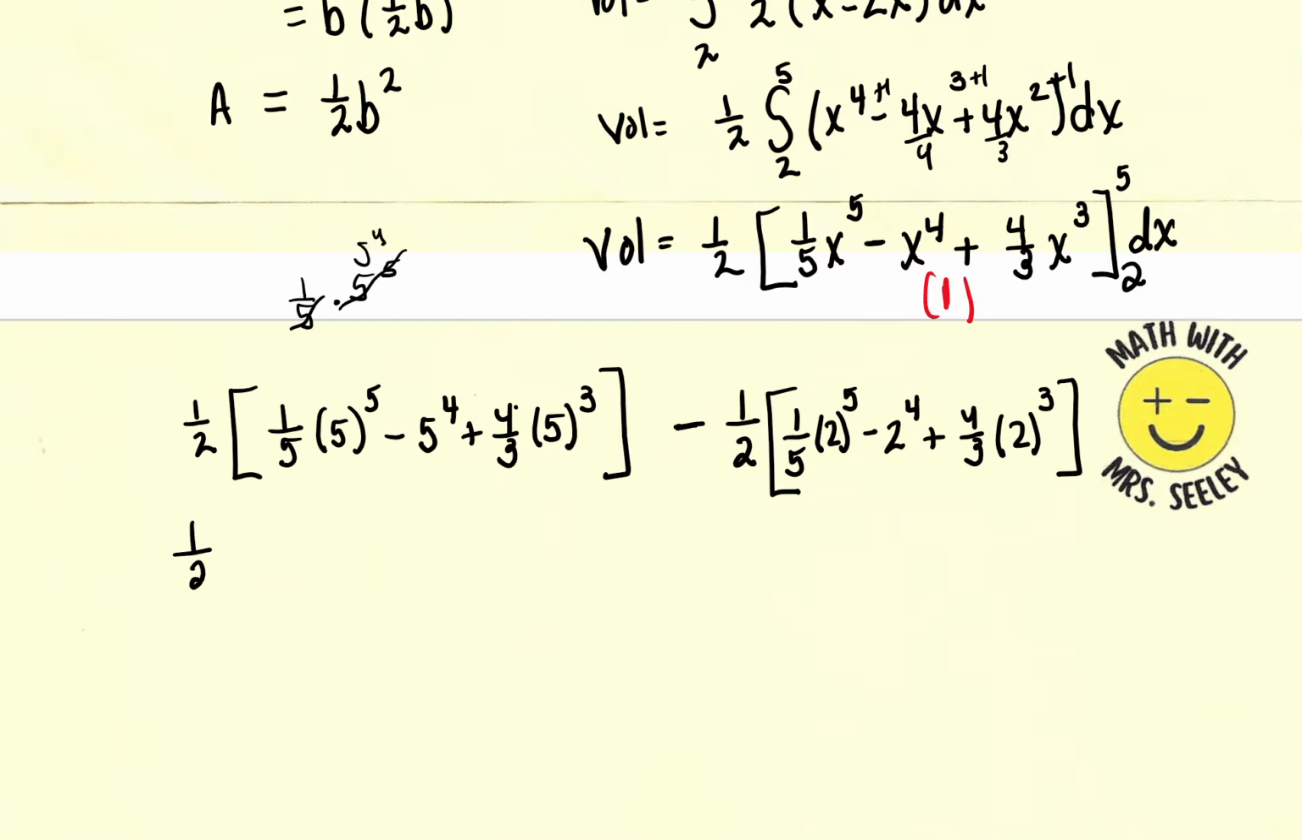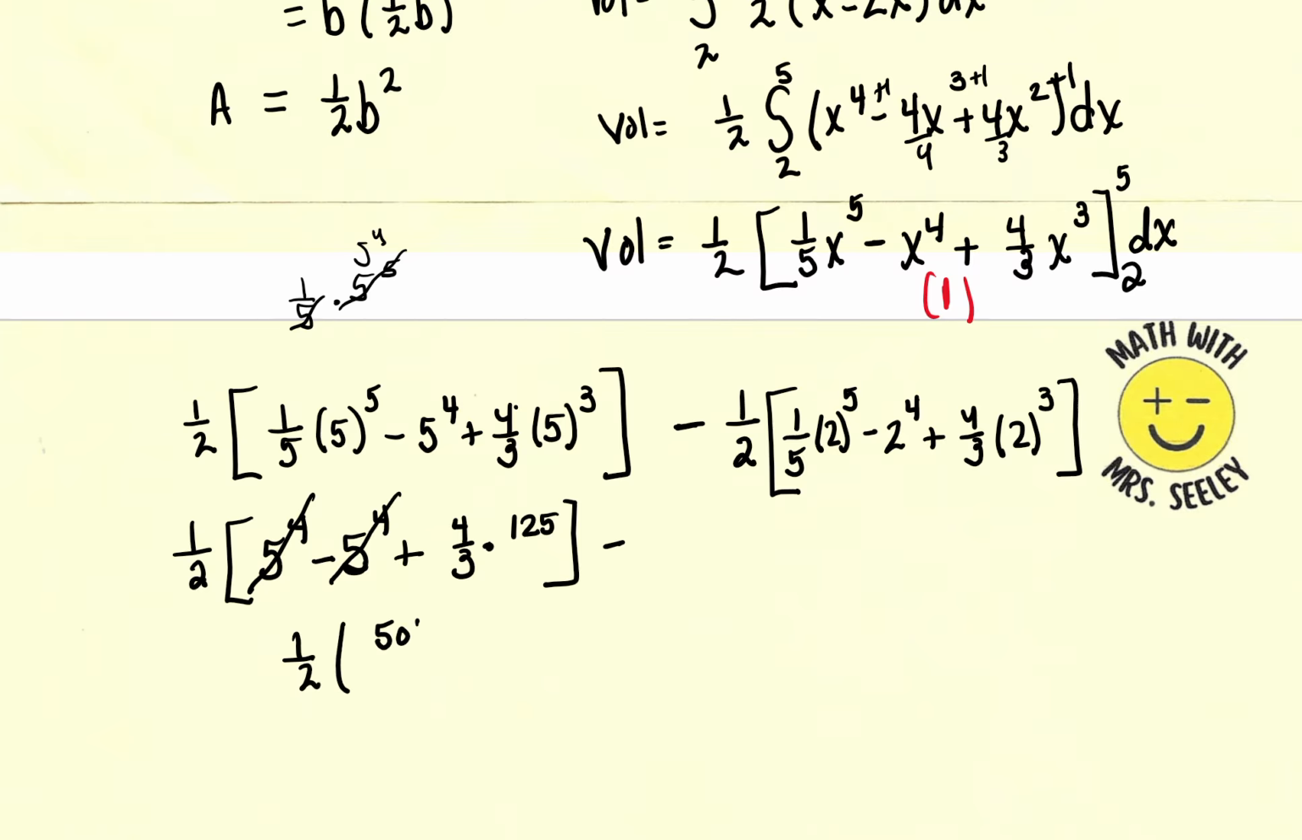So I have 1/2, 5 to the 4th, but I'm fixing to subtract 5 to the 4th, plus 4/3 times 5 times 5 times 5 is 125. Those are going to cancel, and so I'm just going to end up with 1/2 of, let's see, that would be 500 over 3.